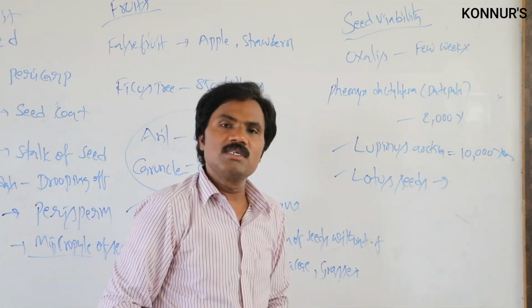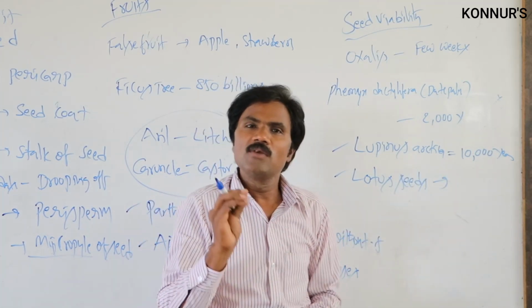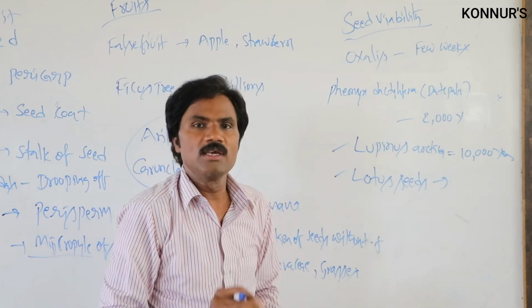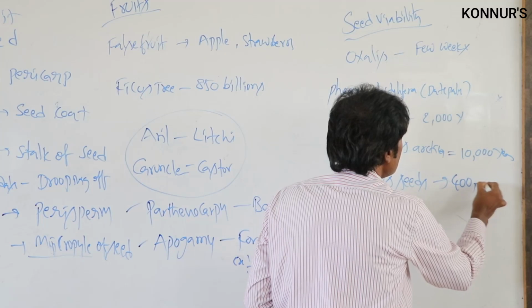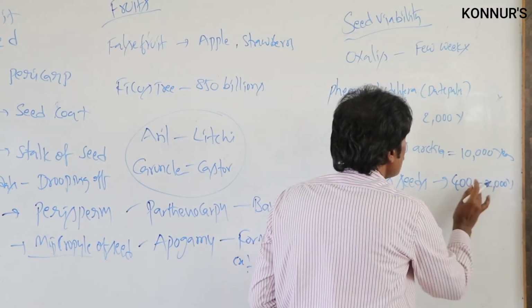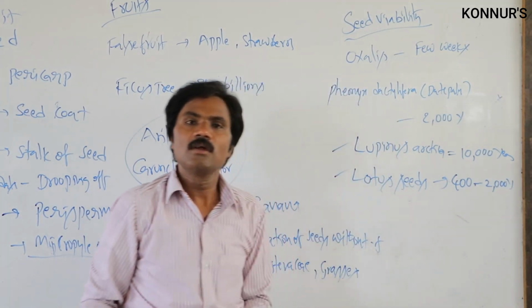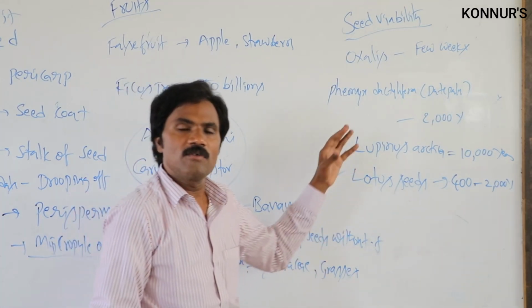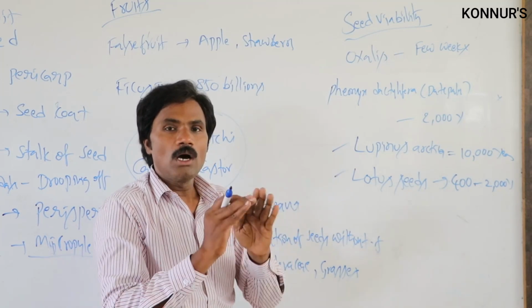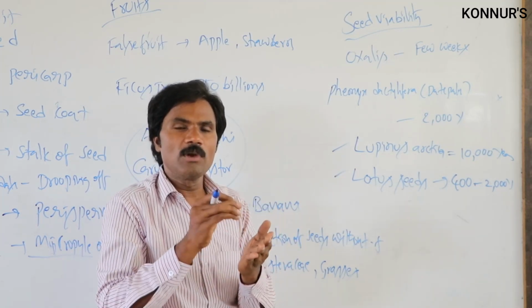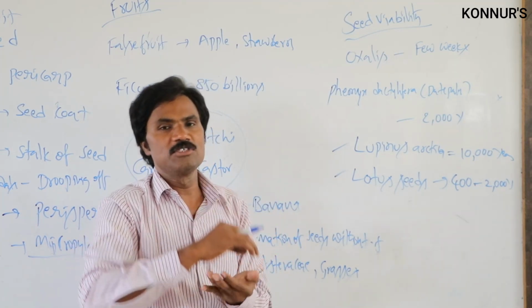In lotus seeds, one can normally observe viability for 400 to 2000 years. Lotus seeds and all. Like this, there are different types of viability of particular seeds, and the outer seed membrane, whenever favorable conditions come, is ready to germinate.